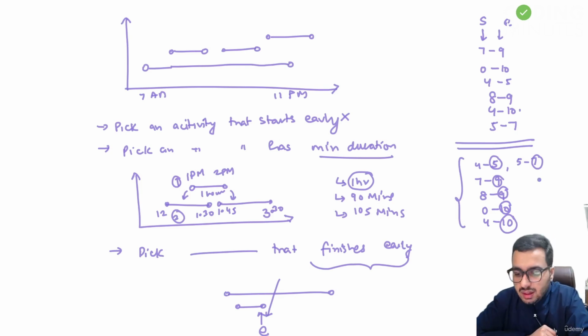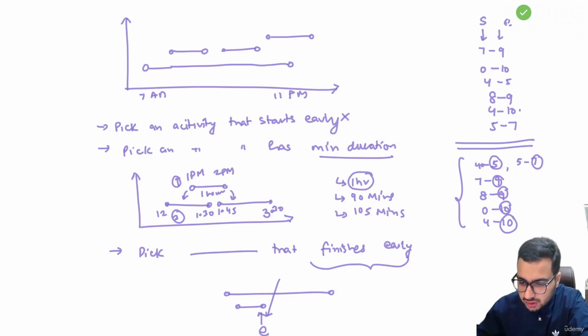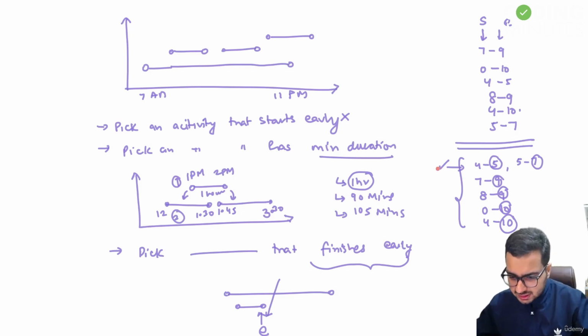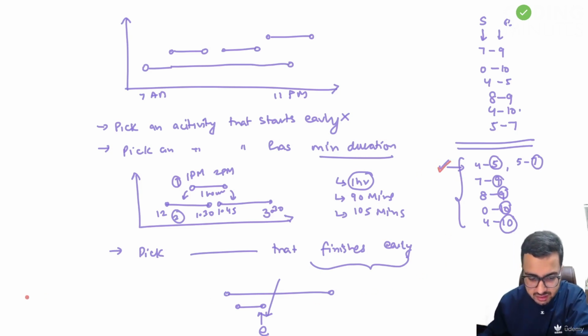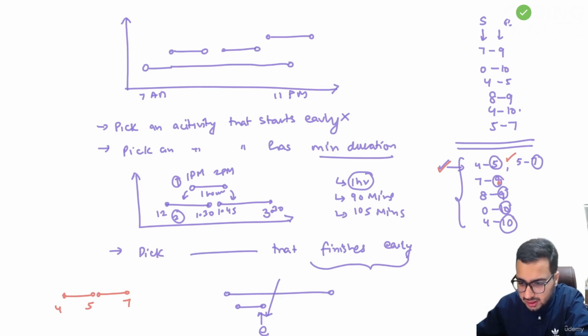Now what I will do, I'm always going to pick the first activity. So the first activity in the list is this one, so I pick it up. Let me use a different marker. So I've taken an activity from 4 to 5. All right, can I pick 5 to 7 next? Yes, because it doesn't overlap. Can I pick 7 to 9 next? Yes, of course, I can pick 7 to 9.